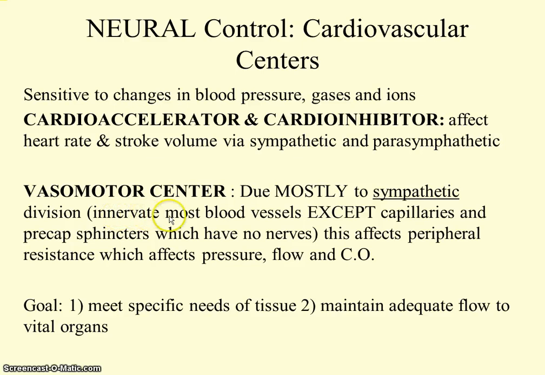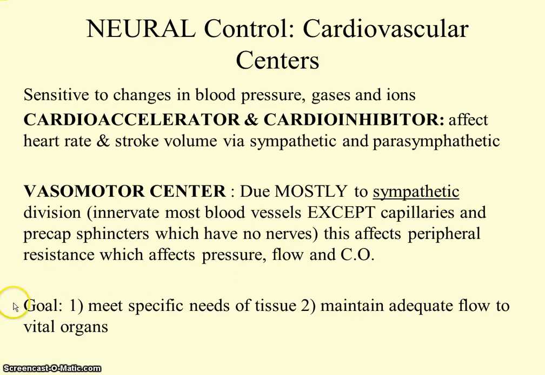And I say it here just to let you know that the sympathetic fibers are connected to most blood vessels except, of course, precapillary sphincters and capillaries, which really haven't any smooth muscle but are controlled by these precapillary sphincters, and the precapillary sphincters have no nerves, and that's why we talk about them being controlled by local mechanisms. So, of course, this affects peripheral resistance throughout the body, which would affect pressure, flow, and cardiac output, because we said resistance is indirectly related to flow, right?